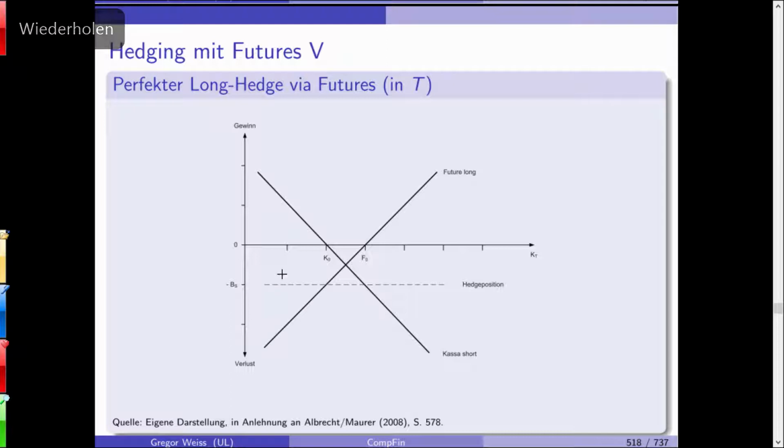And then here you have this hedging position. And you will have a deterministic loss at this level.